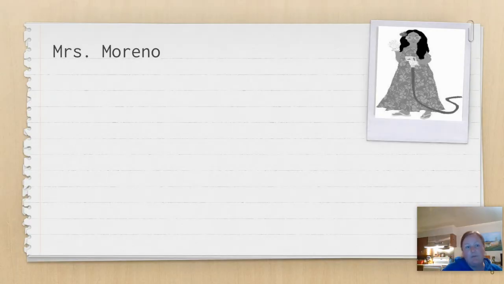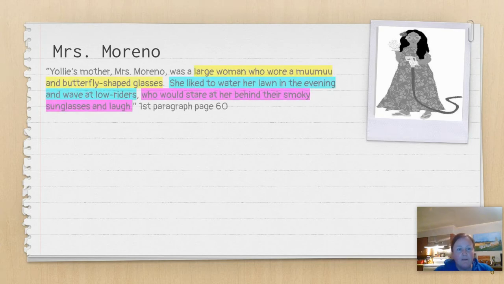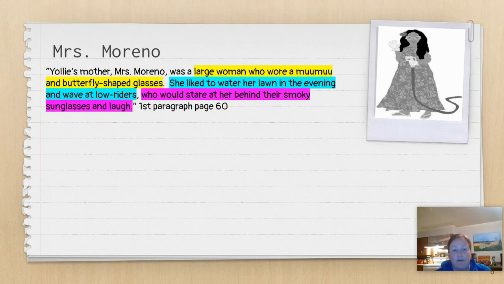Now let's go ahead on with Mrs. Moreno. We see Mrs. Moreno right in the picture. The first piece of text that we're going to analyze is the first paragraph on page 60. Yollie's mother, Mrs. Moreno, was a large woman who wore a muumuu and butterfly-shaped glasses.